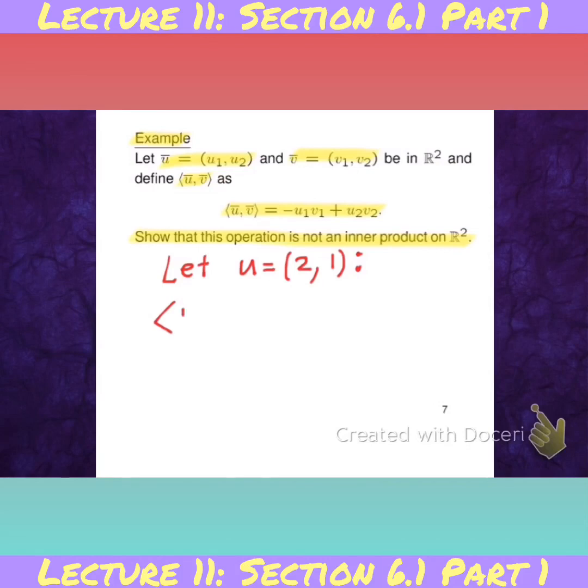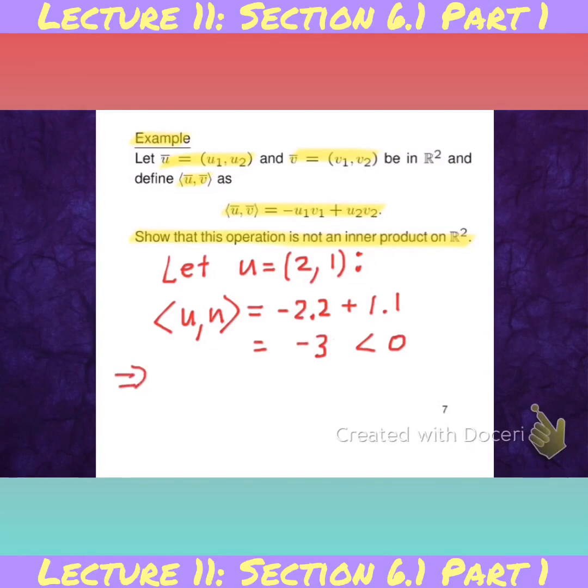Now, if we look at the vector U in a product with U, that is going to be, by definition, you're going to take the first component of U, which is 2, and you're going to multiply it with the first component of U, which is 2, okay, and then you're going to add that to the second component of U, which is 1, multiplied by the second component of U, which is 1, and that is going to be minus 3.